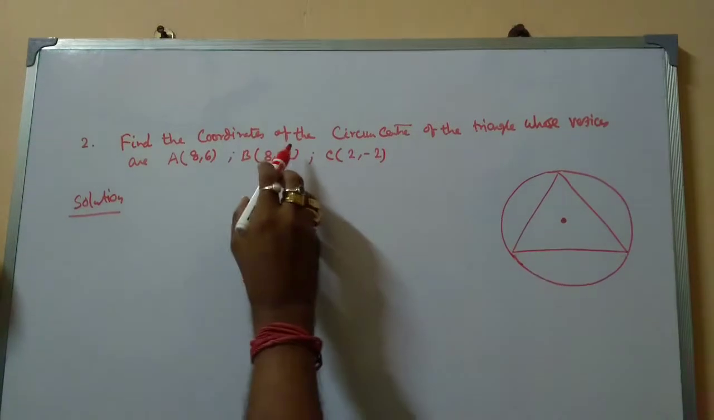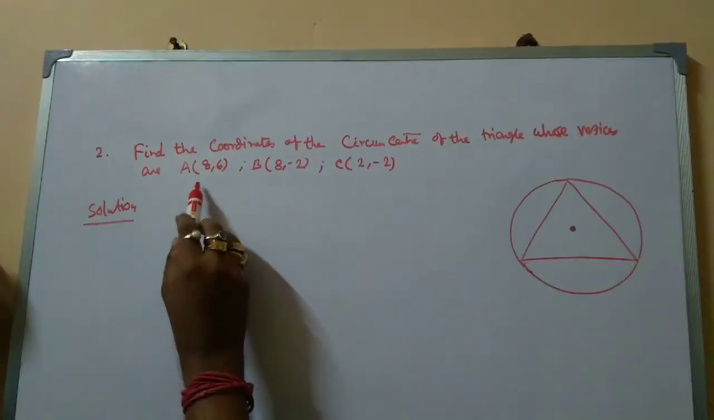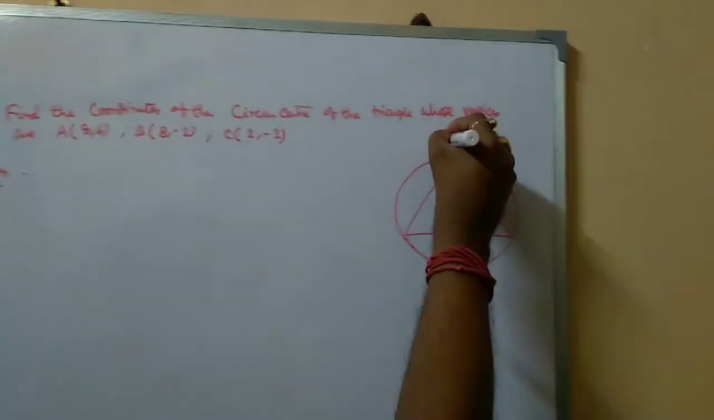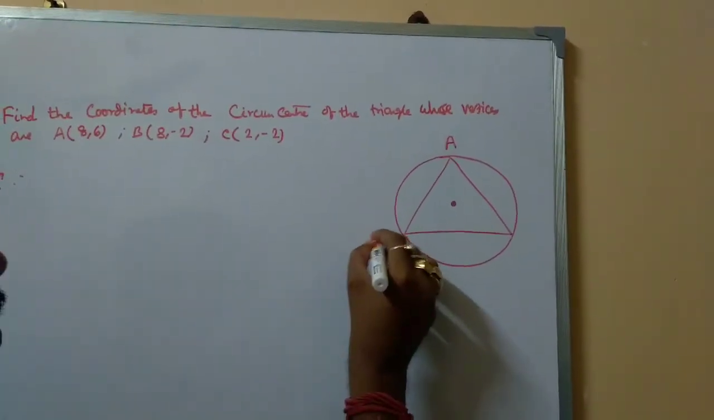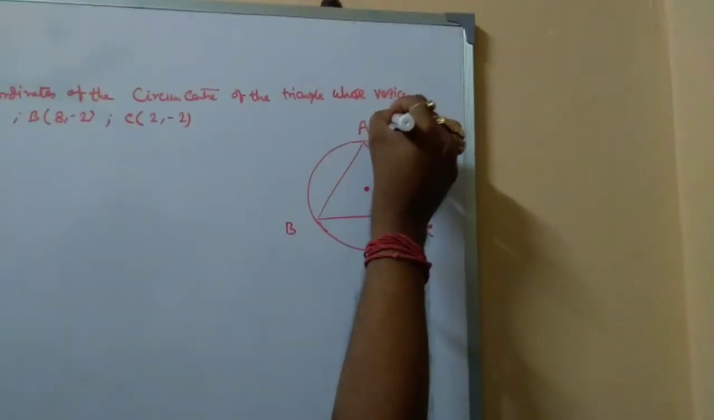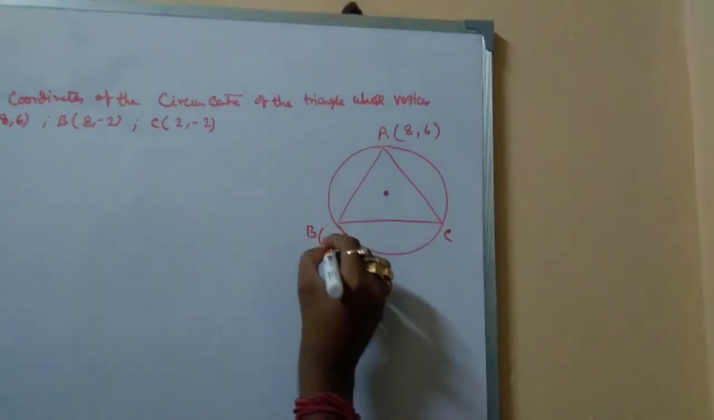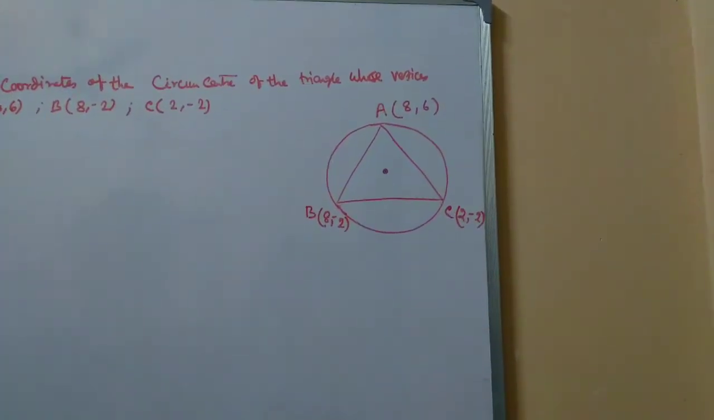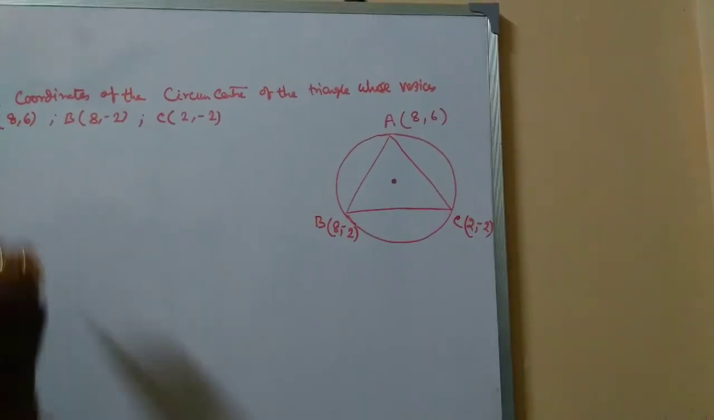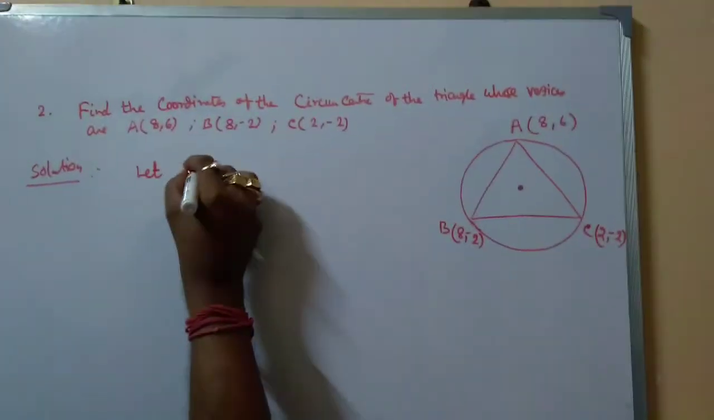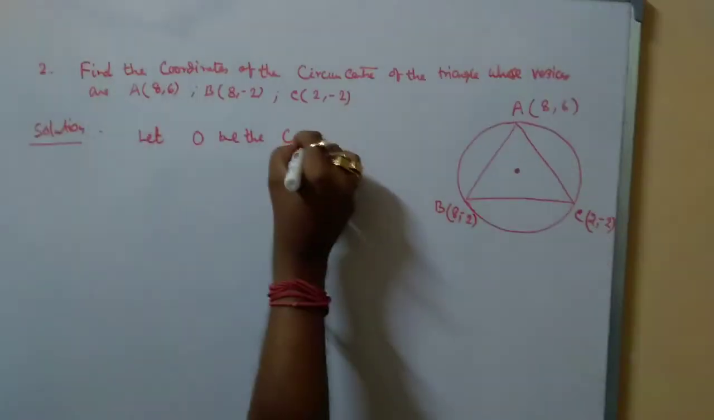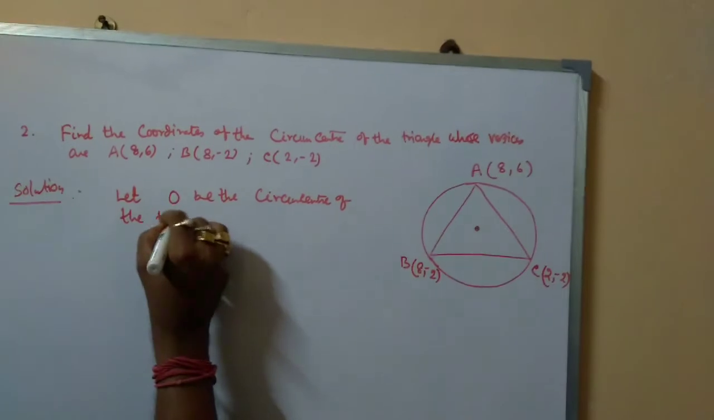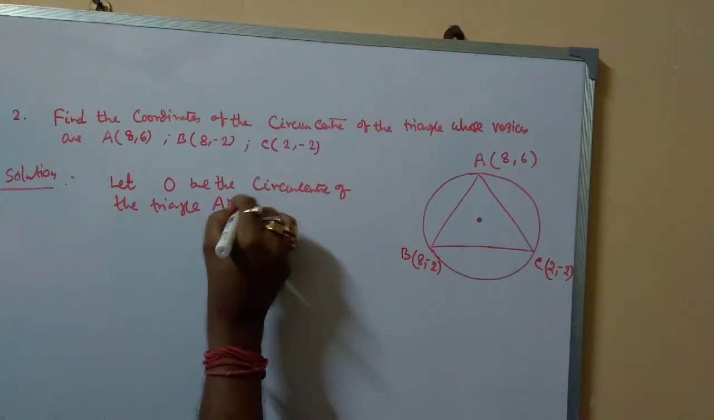Find the coordinates of the circumcenter of the triangle whose vertices are A (8,6), B (8,-2) and C (2,-2). Solution: A (8,6), B (8,-2), C (2,-2). Let O be the circumcenter of the triangle ABC.